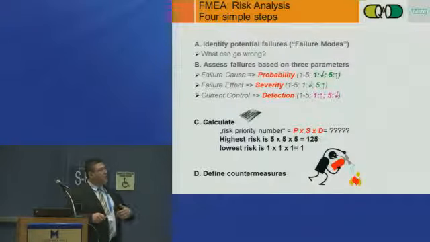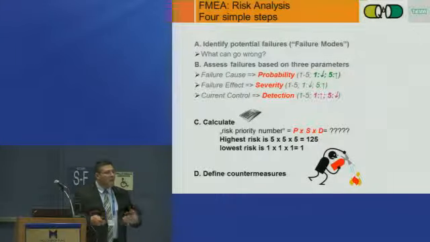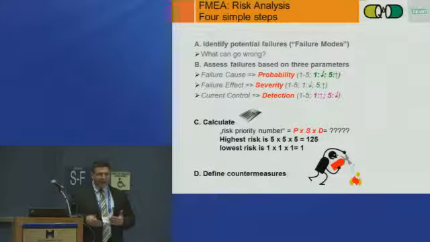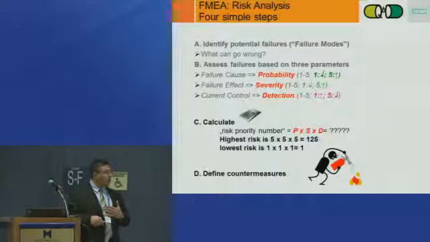Probability, the worst score to get is a 5. Severity, the worst score to get is a 5. The same thing with detection. But with detection, the more ways that you have to detect something, okay, a better control strategy, your detection number goes down. Okay, so you want it to go down.